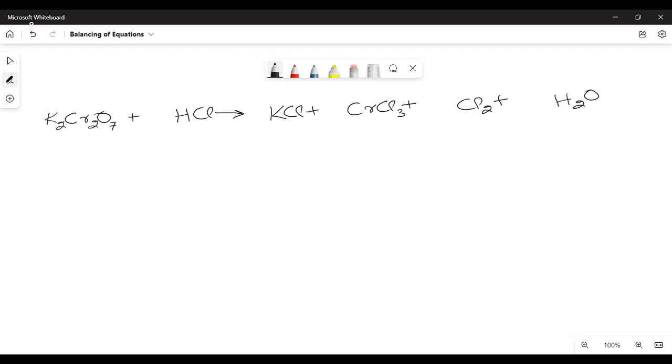The maximum number in this equation, without going with any decimals, is 14. So it's going to be a big one. Try it out. Come on.